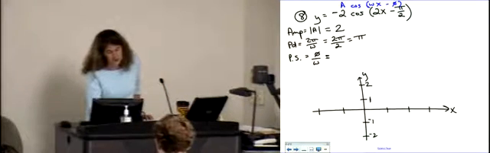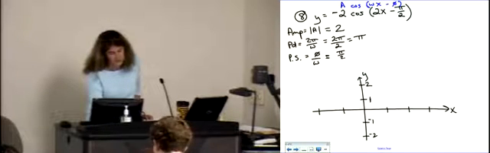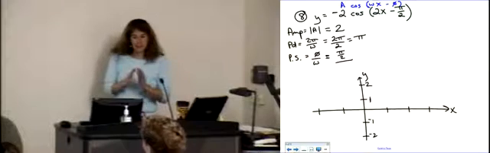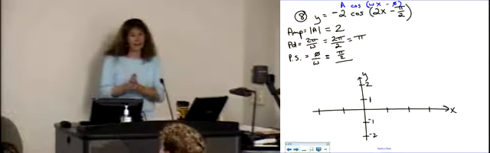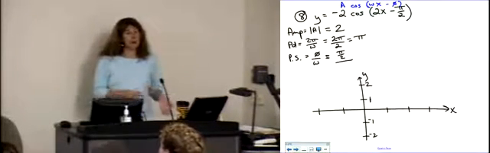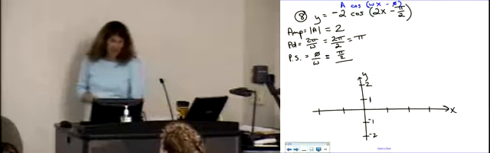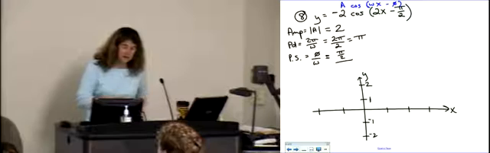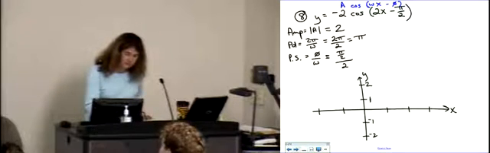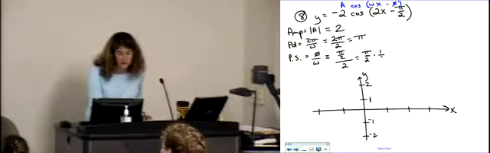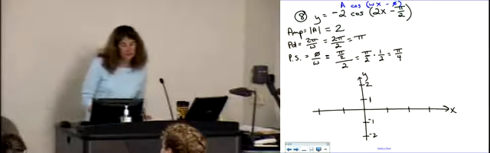The phi value is the pi halves. As long as it's in that form, omega x minus phi, we just take that numerical part, the pi halves. Now if it said 2x plus pi halves, we would have had to write negative pi halves. Does that make sense? And it's over omega, which was 2. So this is pi halves divided by 2, which means times 1/2. So it is actually pi fourths on this one.